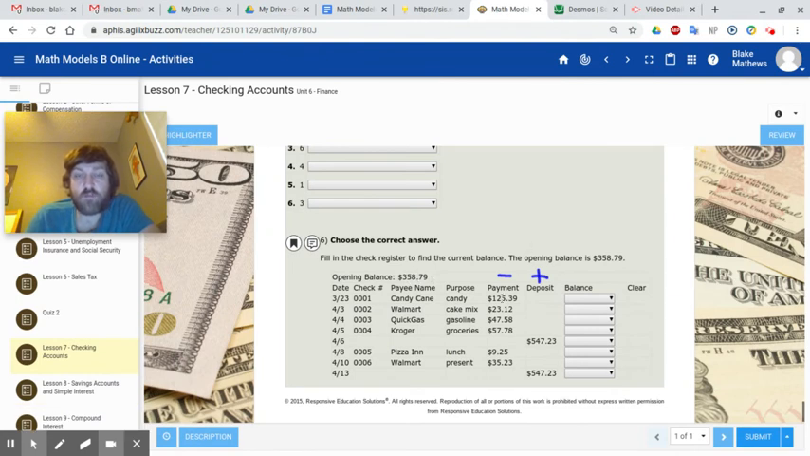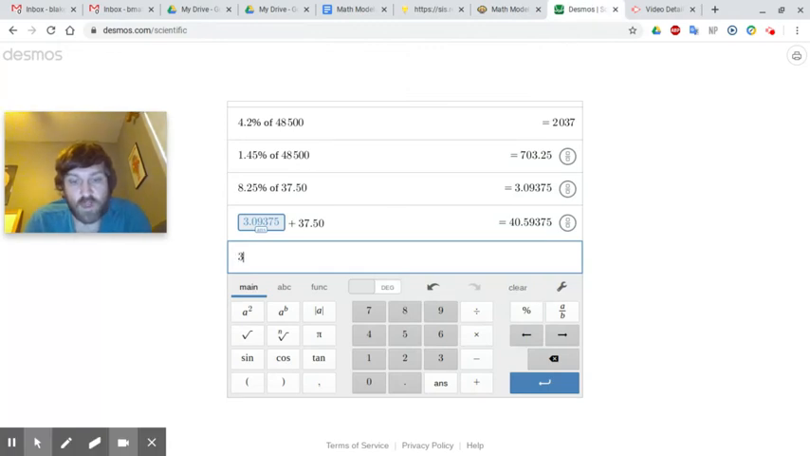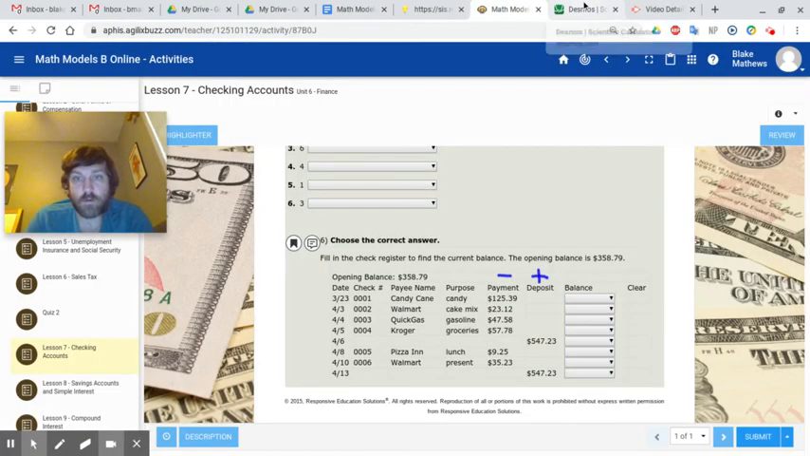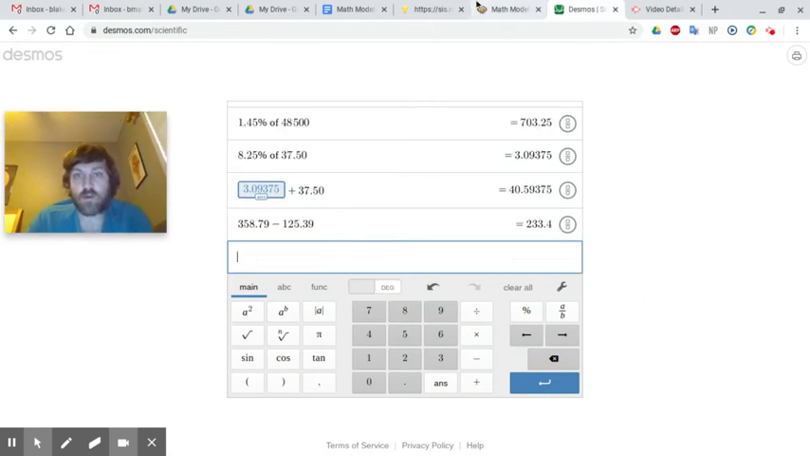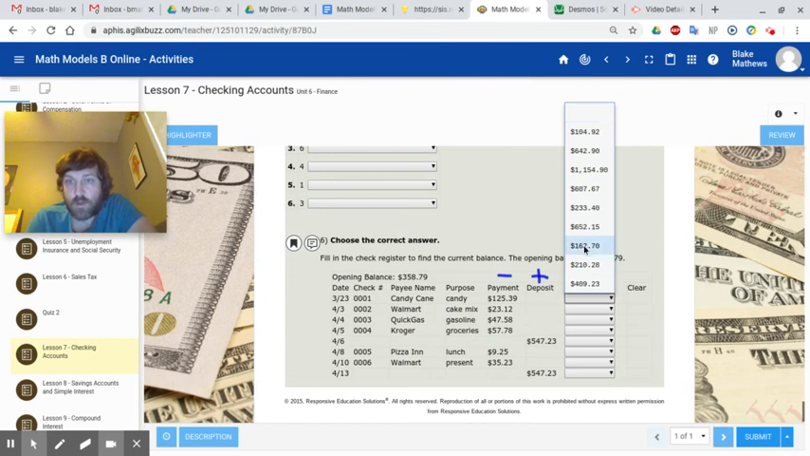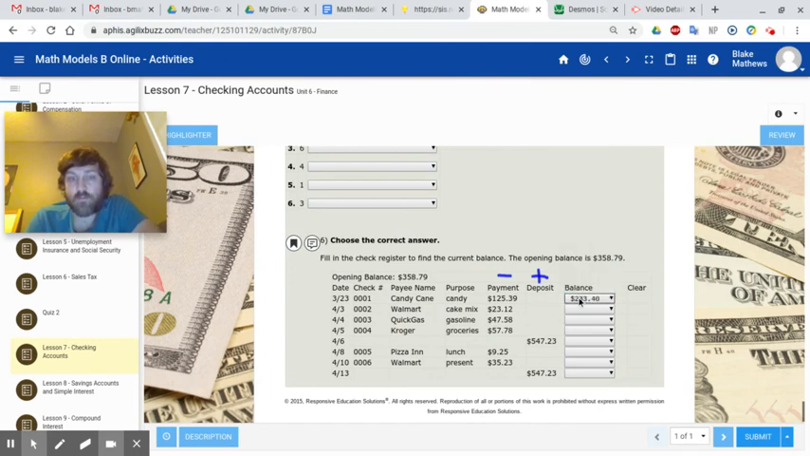So you're going to start with $358.79 and subtract this payment. Let's do that real quick. $358.79 minus $125.39, and I get $233.40. So I find that one, and that's the balance after this payment. Then I continue to go down the list. If it's a payment, I subtract the number and put the answer. And I'm always subtracting from the previous balance.